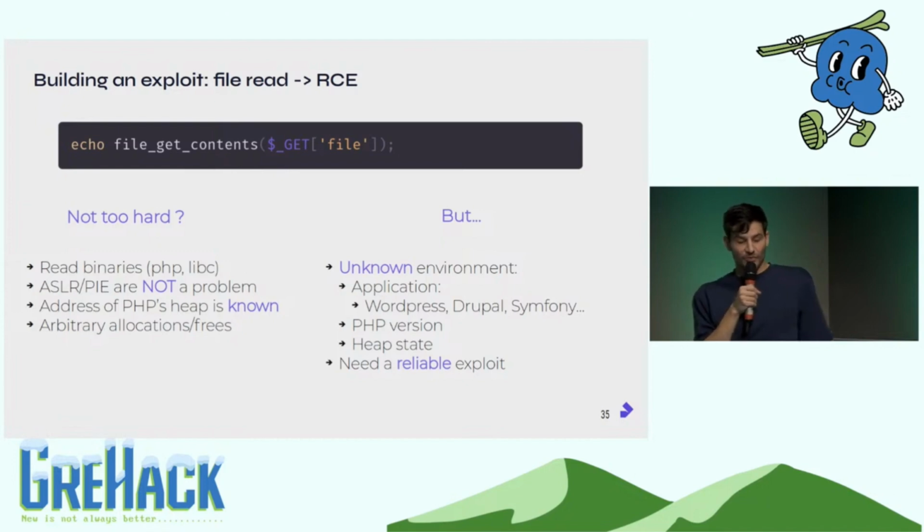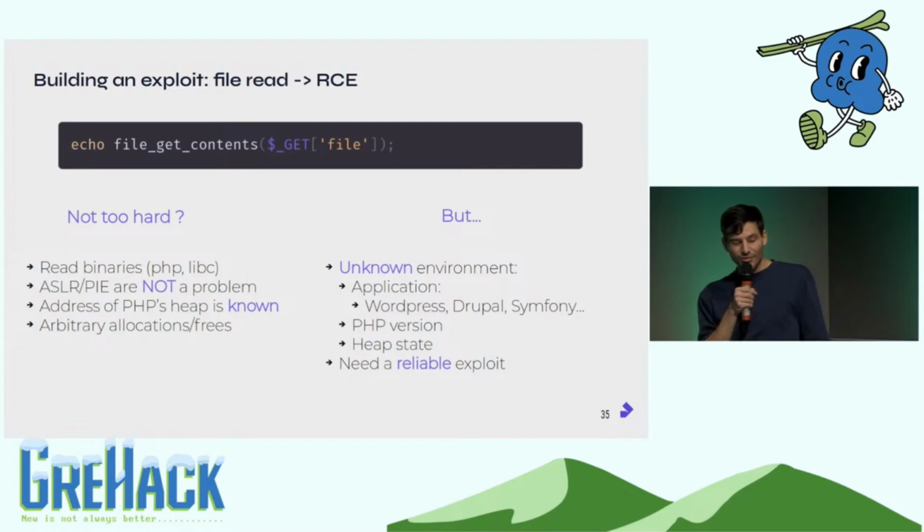So we want to convert a file read into RCE, and it doesn't look too hard now, because the file read is a file read already, so we can use it to read binaries. So we don't really have to get a leak, because we can read the libc to get symbols. We can read PHP to get other symbols. We can even check if the libc is patched by just reading it and looking in the code. We don't really care about ASLR and PIE, because we can read proc self maps. And a corollary to this is that the address of the PHP heap is known. We will see that it's useful afterwards.